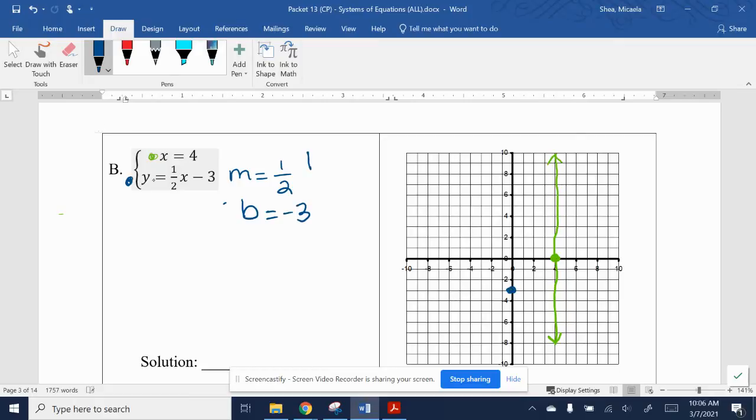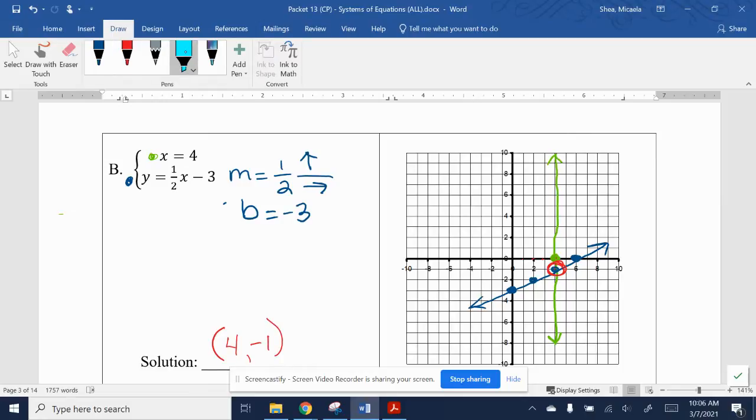And our slope tells us to go up 1 over 2. So up 1 over 2, up 1 over 2, up 1 over 2. I'm going to keep making points until I see where that line crossed. So you'll notice that our blue and our green line cross right here, which means that our solution is going to be 1, 2, 3, 4 over and down 1. So 4 comma negative 1.